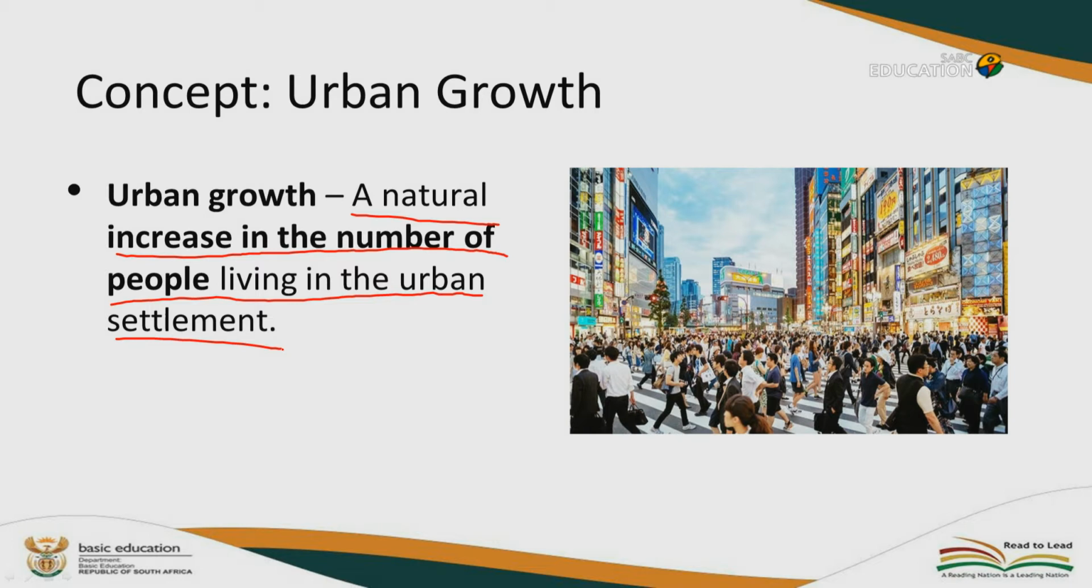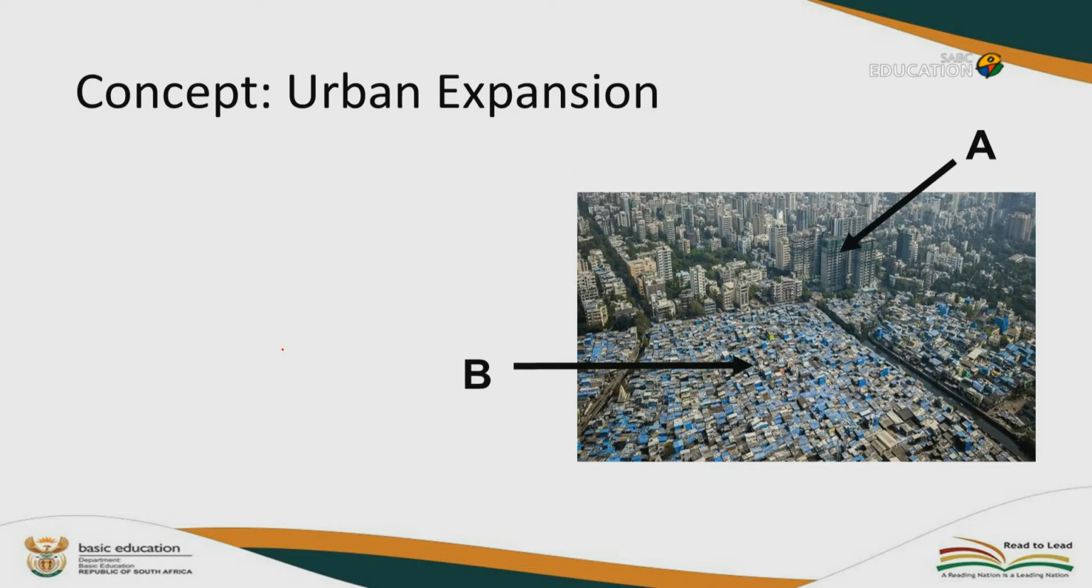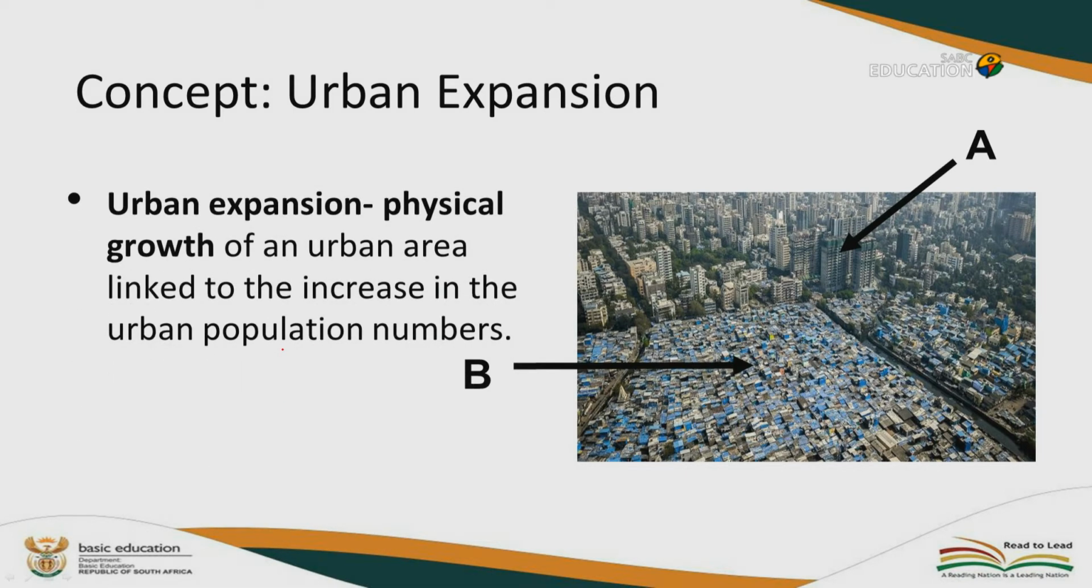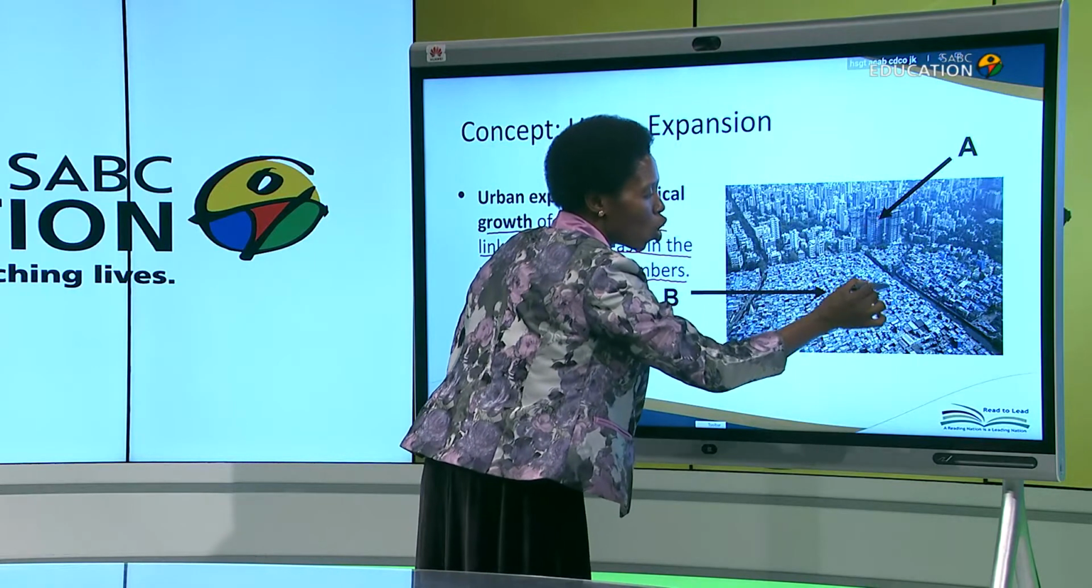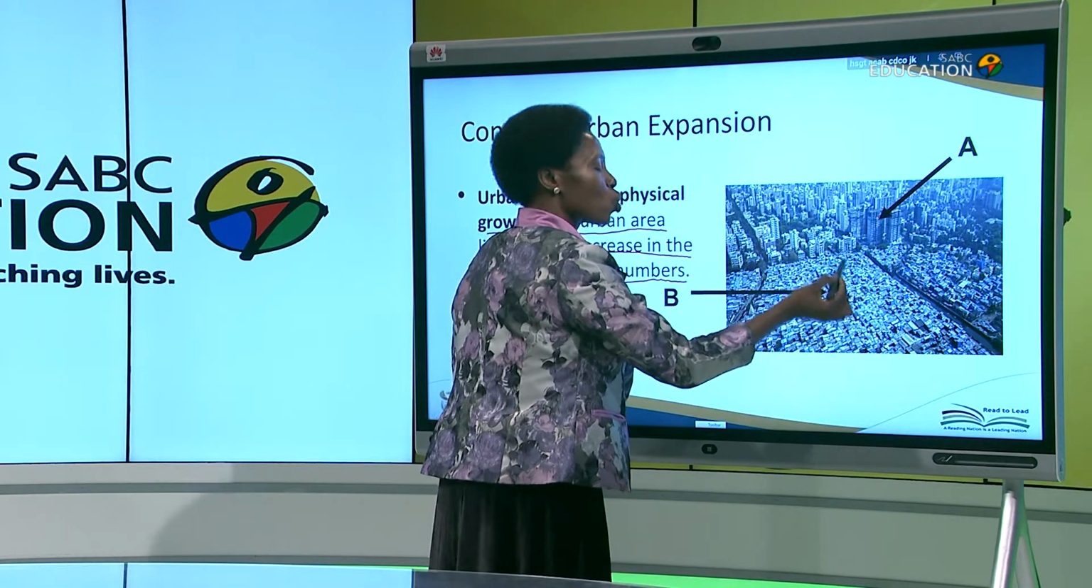Let us move on to the next concept. Okay, with the next concept, we have urban expansion. With urban expansion, we look at the physical growth of urban settlement that is linked to the increase in the population, the number of people, which means we have so many people in the city. When we look at point A, we have buildings on this side. So it shows that the more people we have in the city, the more the physical structure of the city will grow, which means they will build more structures to accommodate the people who are there.